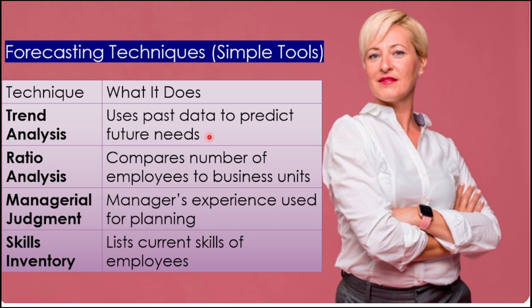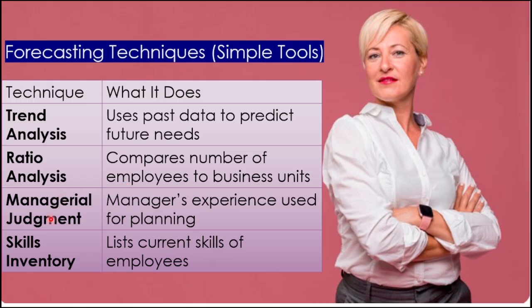To make the business more profitable, because the number of employees is higher, they give more results, so the profit-making result will also increase. So trend analysis says use the past data to predict the future needs. Second is ratio analysis: compare number of employees to business units. Ratio means we are comparing the number of employees to the business units. Like if there are 10 business units, how many employees are to be used for them? So we are comparing.